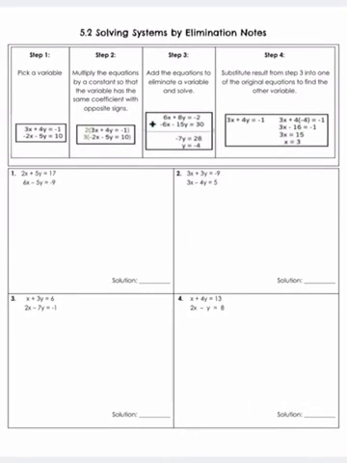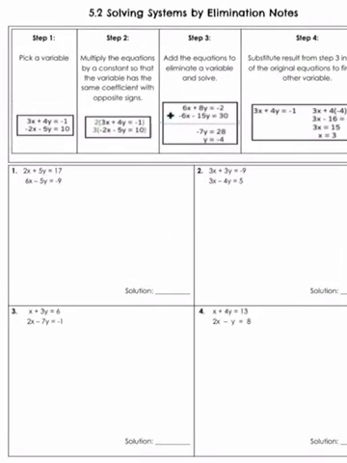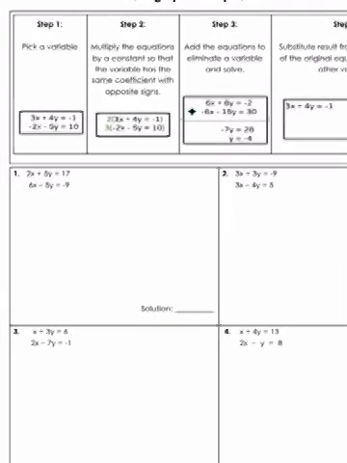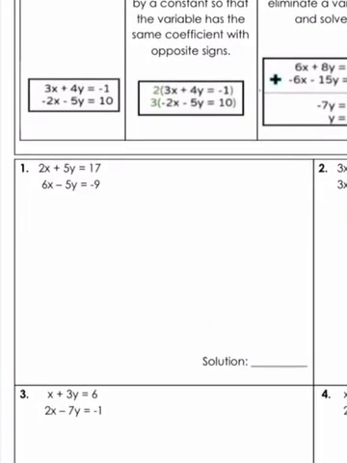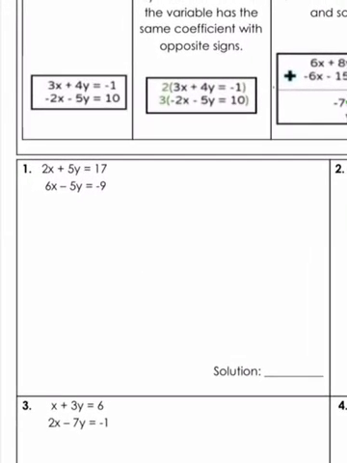All right, we're going to solve systems by elimination. So the first thing that we want to do is look at our variables. Our goal is to figure out if the x's in the top and the bottom are the same, or if the y's in the top and the bottom are the same, and if they're not, we'll have to make them the same.